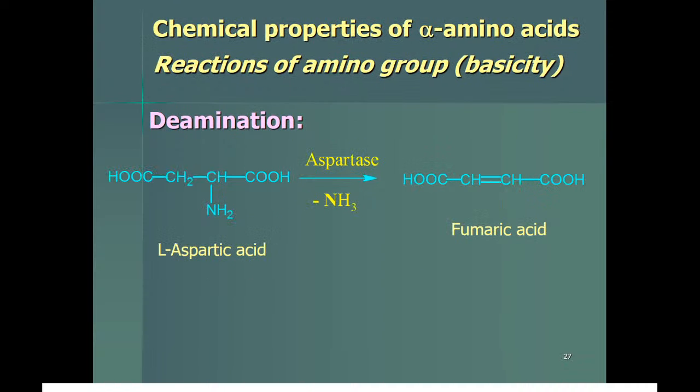The second reaction essential for you to know is a biochemically important reaction, deamination. It's not in the human body; we have no such enzyme, aspartase. But it's a biochemically important reaction, formation of unsaturated carboxylic acids. So L-aspartic acid, with the help of aspartase, undergoes deamination: the amino group from one carbon and hydrogen from the second one are removed, forming unsaturated fumaric acid.